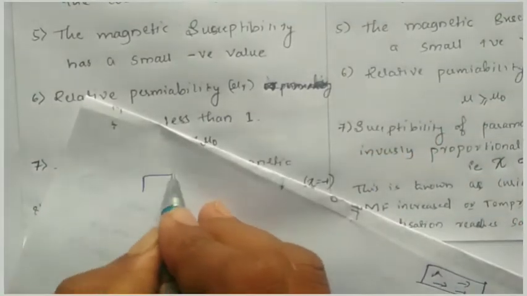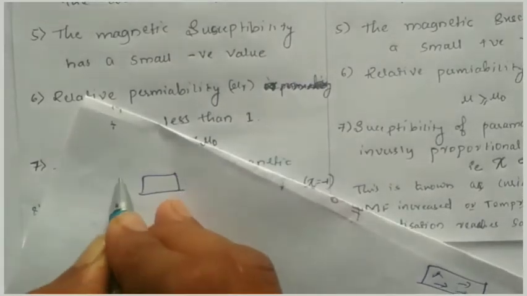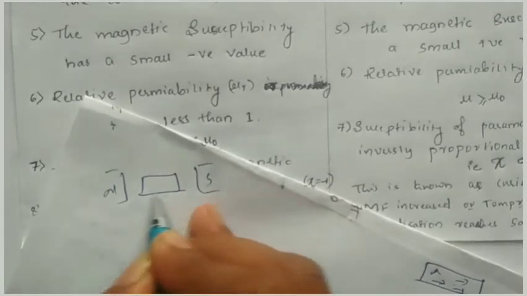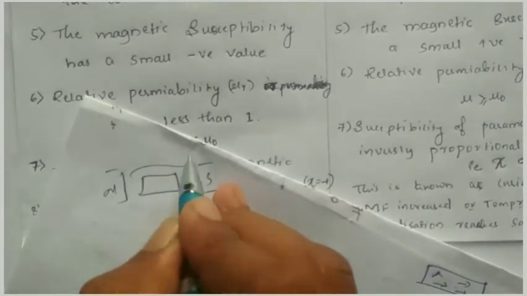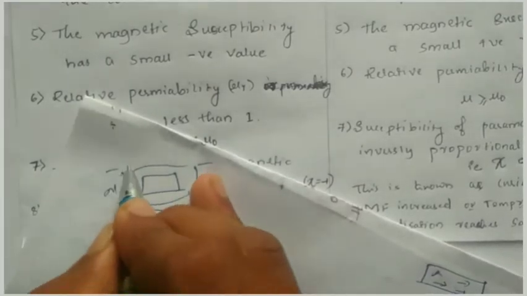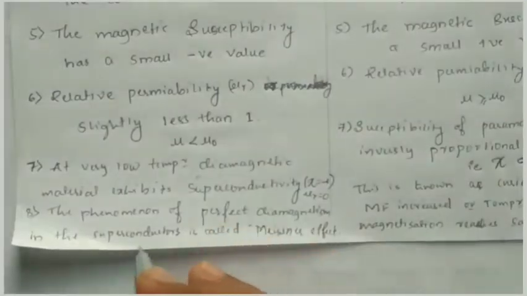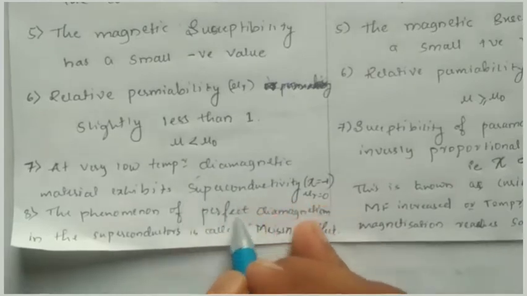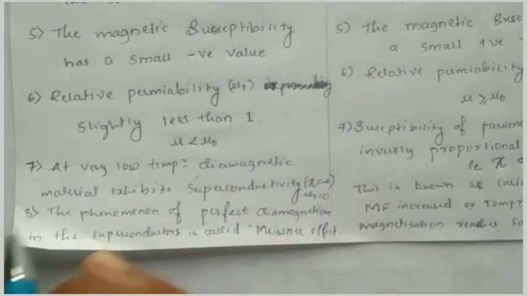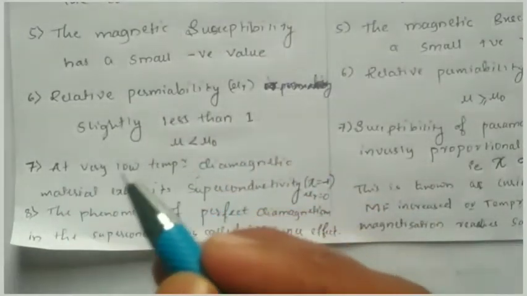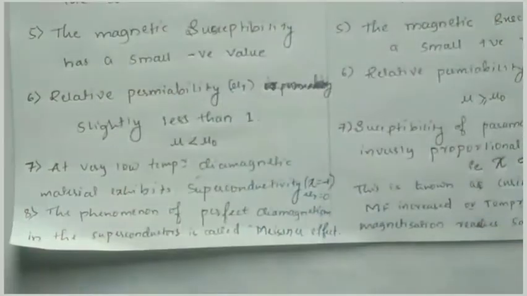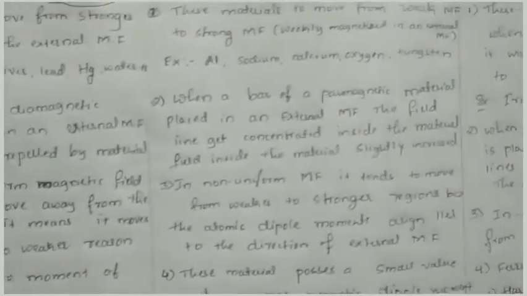It means when you take a diamagnetic material inside an external magnetic field, the magnetic field lines are repelled by this diamagnetic material. That is the Meissner effect. And diamagnetic materials exhibit superconductivity at a very low temperature. And this is all about the diamagnetic materials.